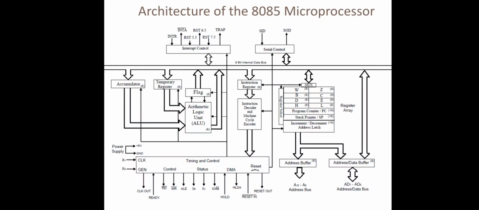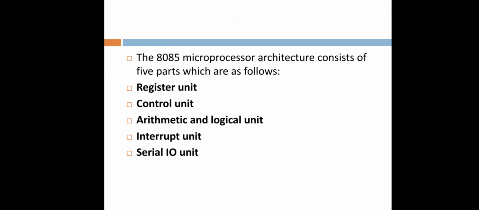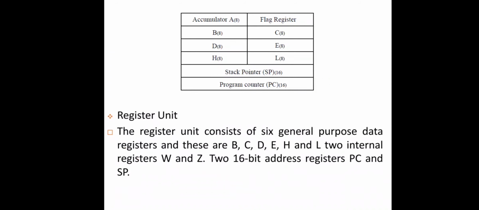The 8085 microprocessor is divided into five sections: arithmetical and logical unit, timing and control unit, serial control, interrupt control. As shown, we will discuss them in detail. The 8085 microprocessor architecture consists of five parts, which are as follows: register unit, control unit, arithmetical and logical unit, interrupt unit, serial and IO unit.